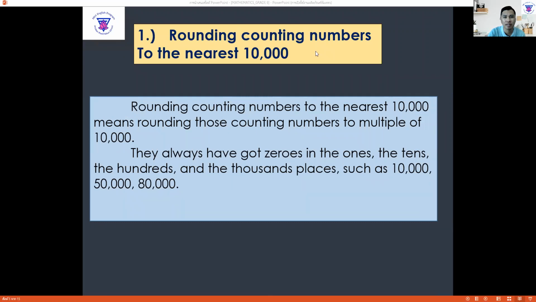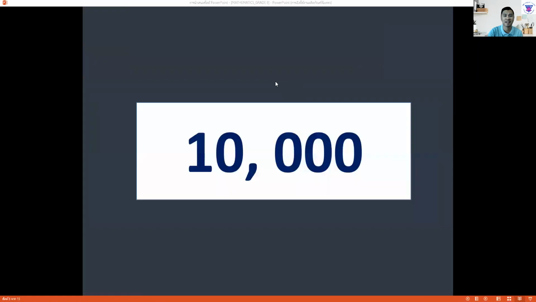Let's have counting numbers to the nearest 10,000. Rounding counting numbers to the nearest 10,000 means rounding those counting numbers to a multiple of 10,000. They always have zeros. We always have zeros in the ones, the tens, the hundreds, and the thousand places. Just 10,000, 50,000, and 80,000. Okay, so we're done with the warm-up. So now let's start with the 10,000.